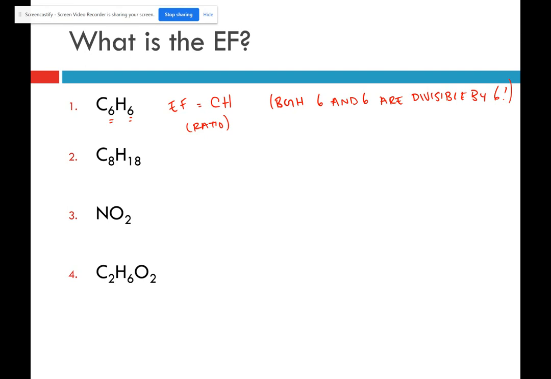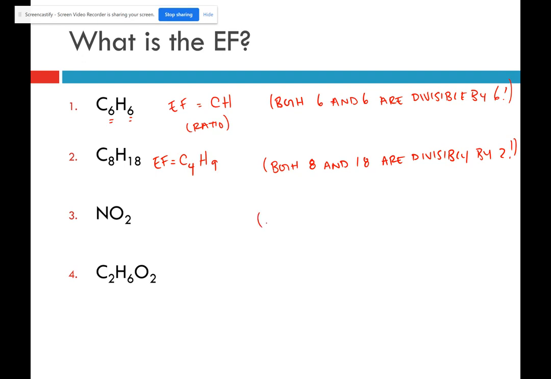Okay. If we look at something like C8H18, okay? So what's a number that both 8 and 18 are divisible by? Well, that's 2, right? We could reduce this. Our empirical formula then would be C4H9. We can't reduce 4 and 9. There's no common factors of 4 and 9 there. So this ratio is telling me for every 4 carbons, there's 9 hydrogens.